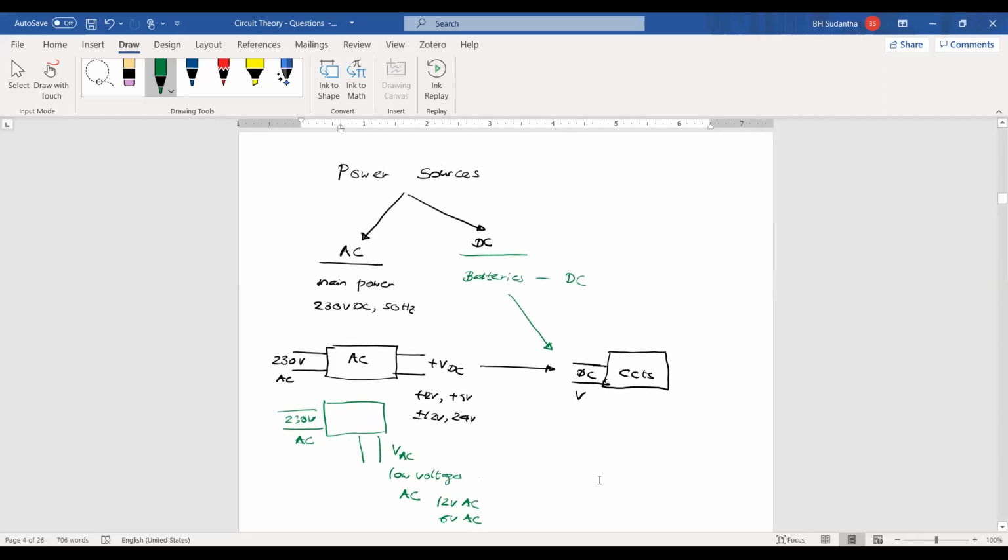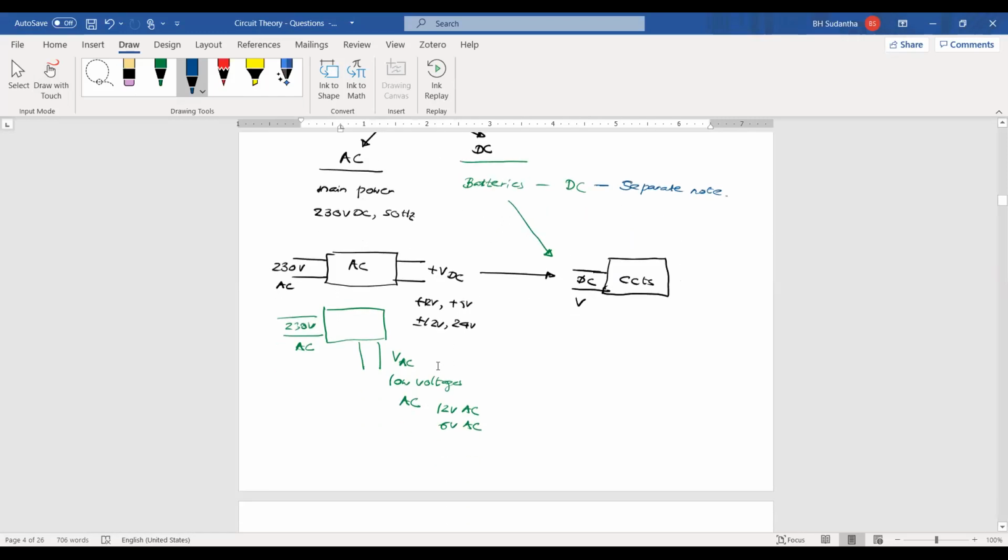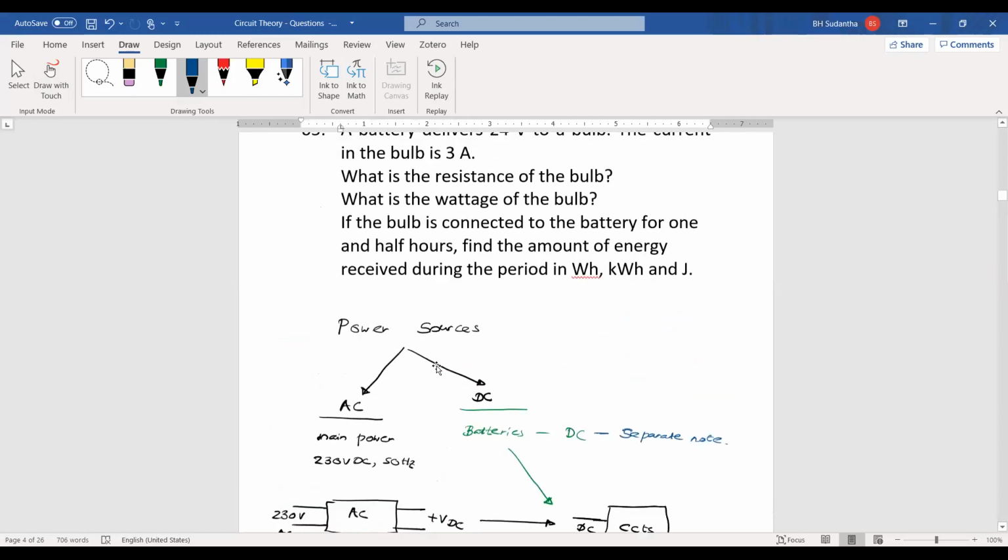Okay. Then for batteries, I'll provide a separate note explaining the battery types and the purposes we are using them for. But for your information, you can keep those as a reference. Okay, shall we try this one?